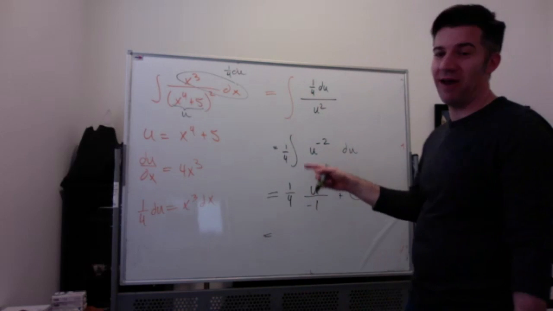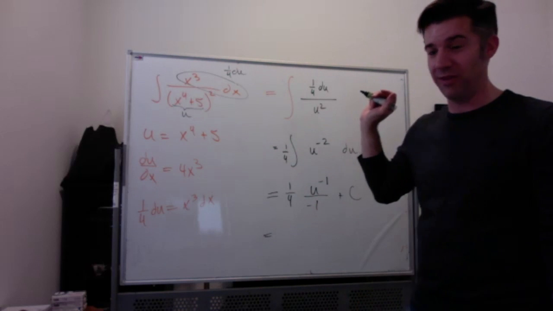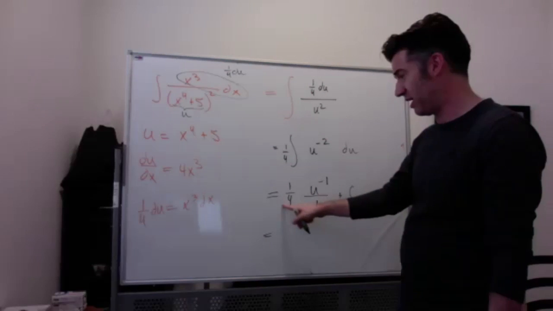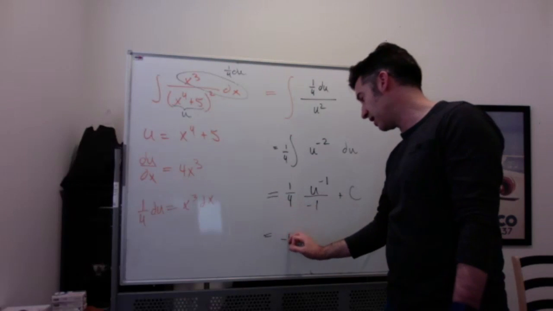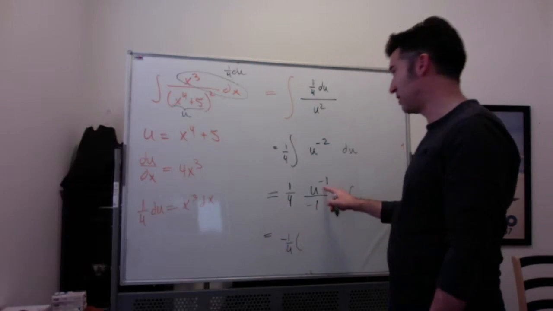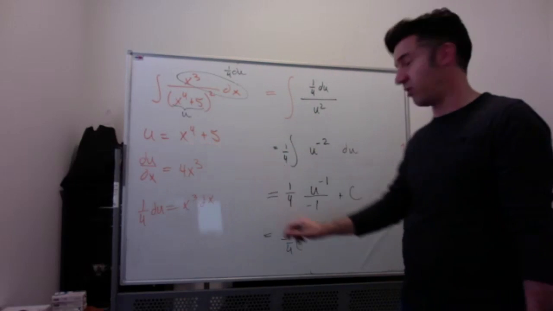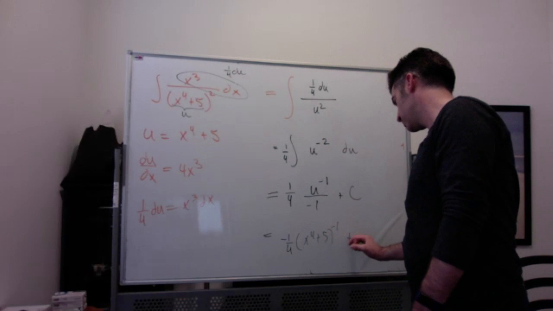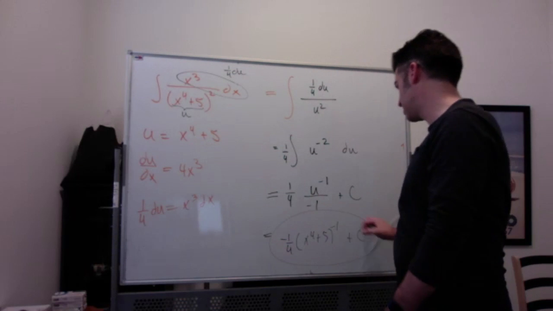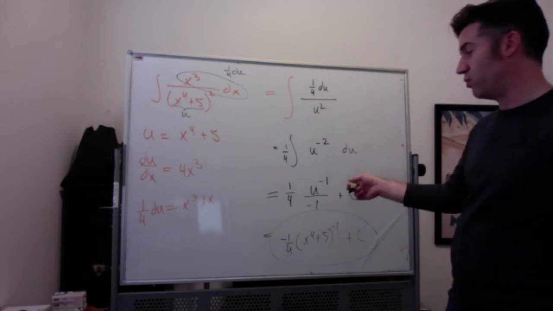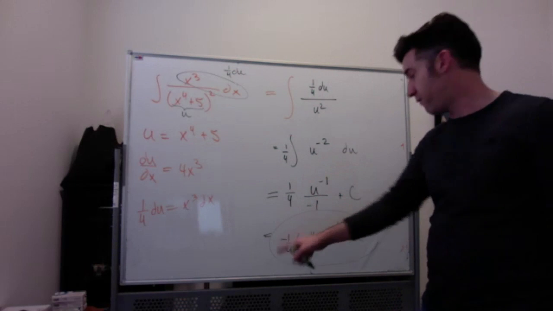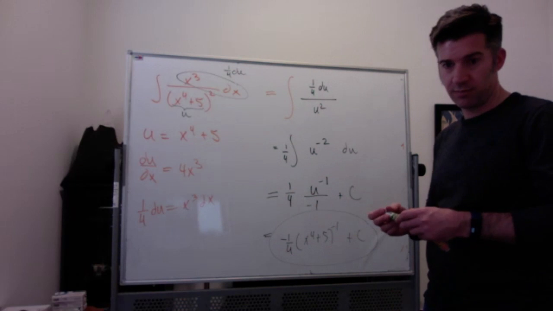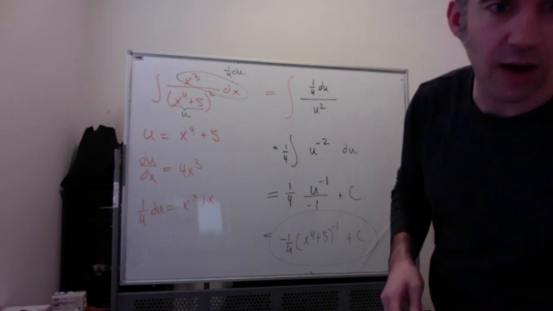If it's indefinite, you have to go back to the variable you started with, right? So instead of 1/4 u to the -1 over -1, first of all, let's pull the -1 out and just make it -1/4 times, instead of u, x to the 4th plus 5, to the -1, plus C. And I would probably leave it like this. You might also write it as -1 over 4 times (x to the 4th plus 5), plus C. But that's how that one goes.